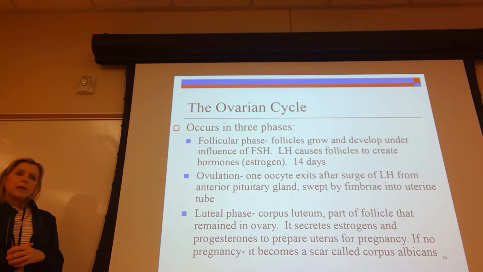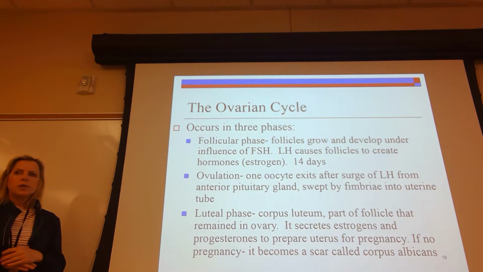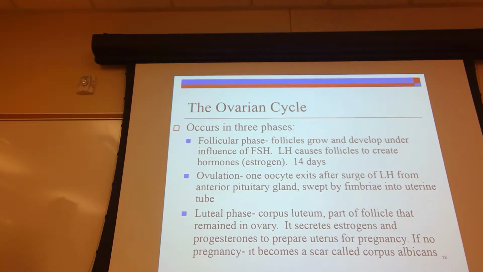Eventually, the corpus luteum will die and become scar tissue, and that's called the corpus albicans. Albus means white, so it looks white when you look at it.